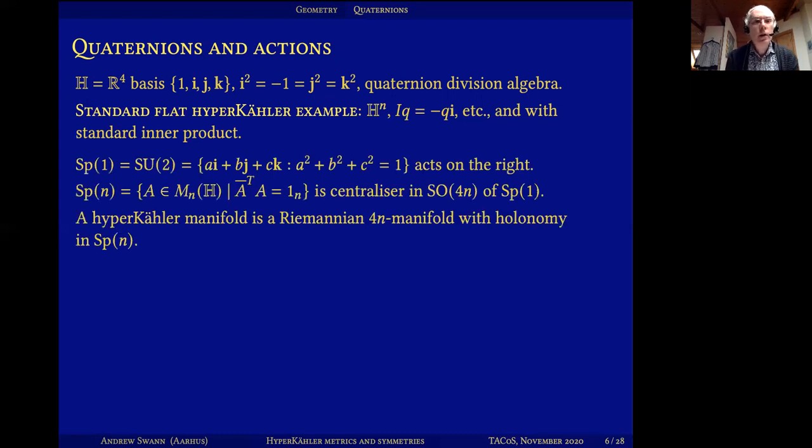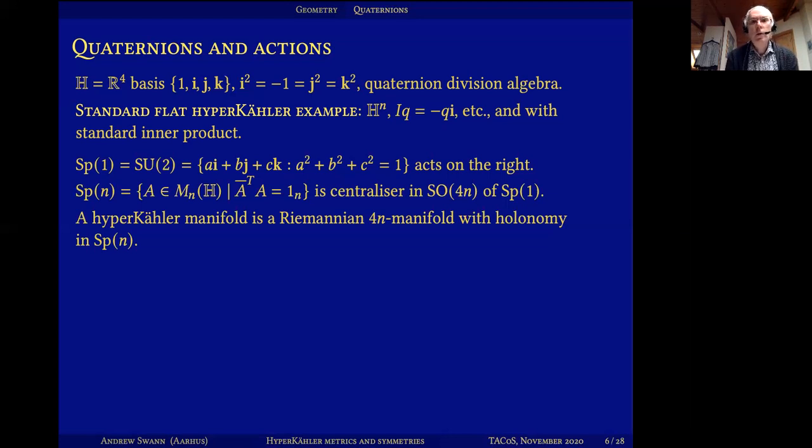So there are various symmetries of this module Hn. We have that the i, j, and k linear combinations of those of length 1 generate a copy of SU2, or give you a copy of SU2. The other name for this is the quaternion unitary group of rank 1, Sp1. So we let this act on the right. Actually, every single element in this group is a complex structure on Hn. So you have a whole two-sphere of complex structures.